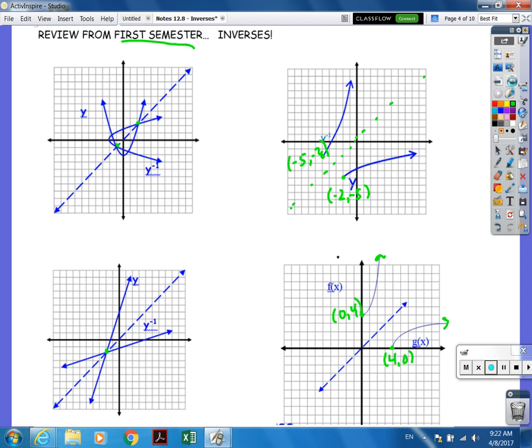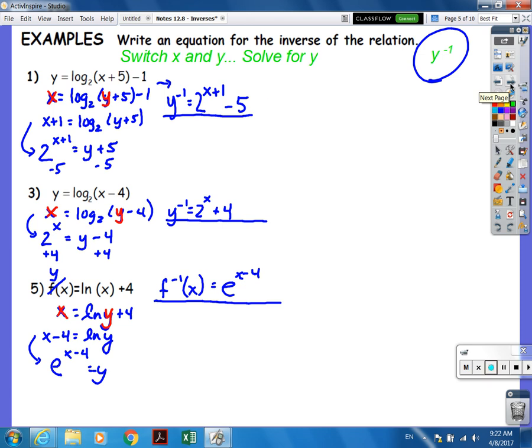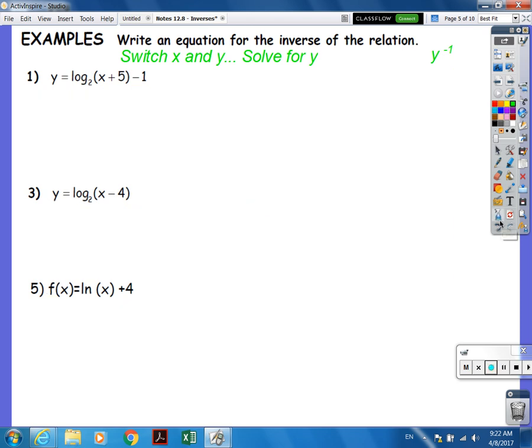In our unit here, we have to work on the algebra. So I'm going to show you where we're going with this. We're going to start off with log graphs, and their inverse is going to be an exponential graph. So the thing that we have to remember is you literally switch positions. Where there's a y, you write an x, and where there's an x, you write a y. And then your goal is to solve for y.